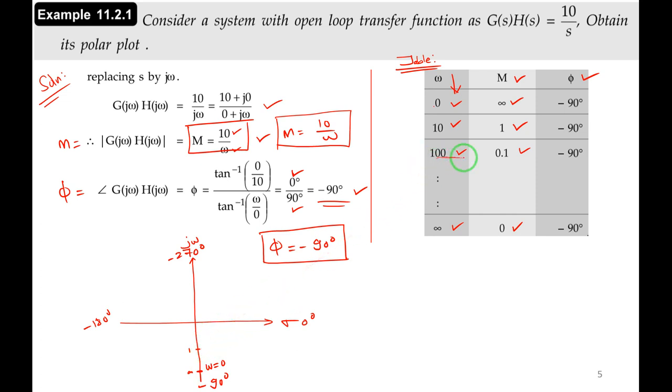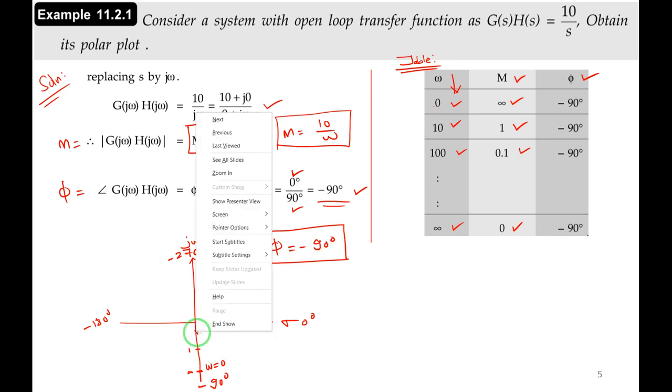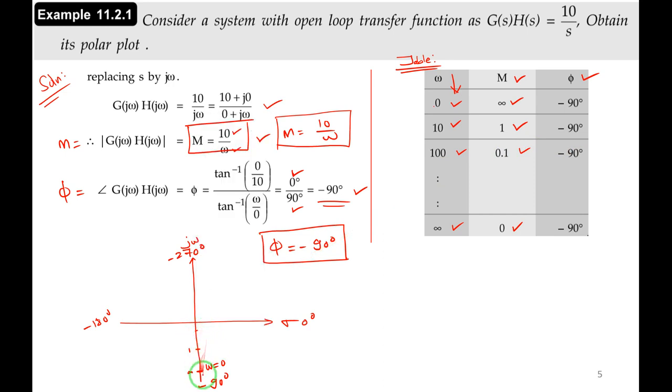Next, for omega equal to 100, on the minus 90 degree line, the magnitude is 0.1. This is 1, so 0.1 will come somewhere here. Mark it. I hope you are getting it. So we have marked several points. Join all these, starting from omega equal to 0. Then at omega equal to infinity, what is the magnitude? It is 0. The point will come here.